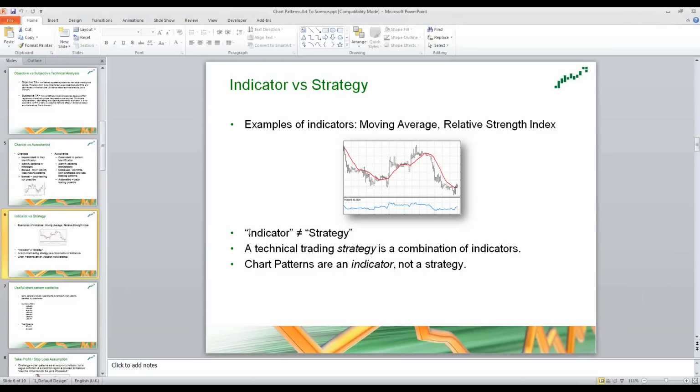One thing that's very, very important on the slide is the fact that an indicator is not a trading strategy. That is very important to remember. Autochartist is an indicator. A strategy is a combination of indicators. That means Autochartist in combination with a moving average, an RSI, and some kind of stochastic indicator. That together would make a strategy, along with certain rules like where to set stop losses and take profits, etc.